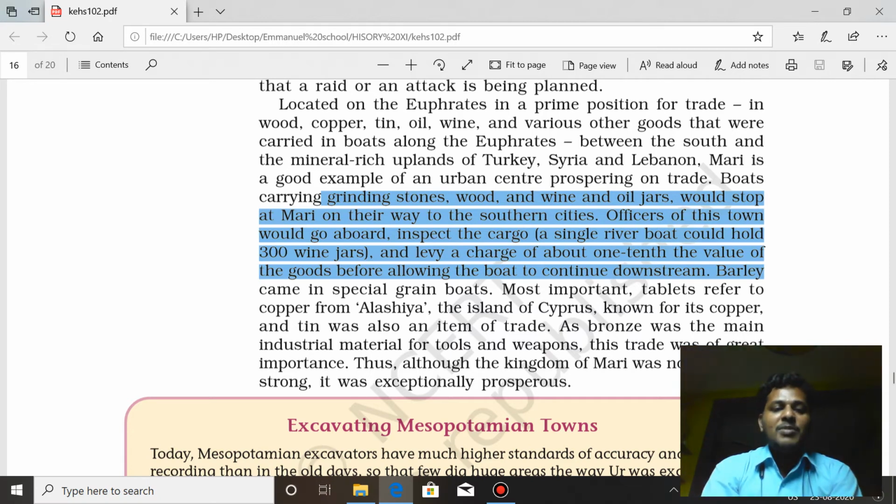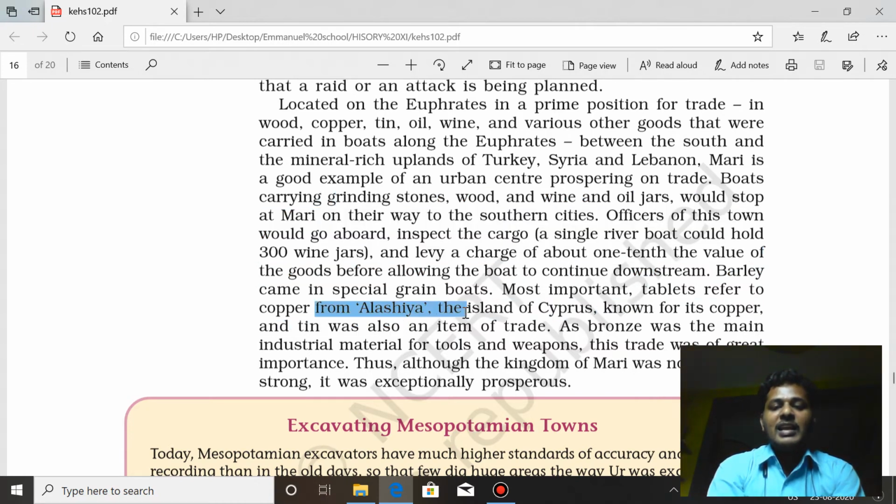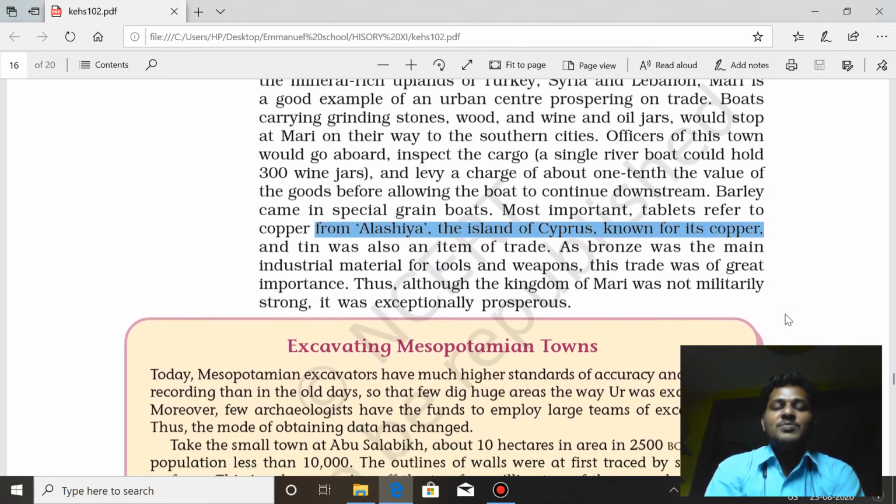Most important, tablets refer to copper from Alasia, a place, the island of Cyprus. It is located on the island of Cyprus, known for its copper. This copper from Alasia is being transported through the stream of the Euphrates via Mari to the southern cities. And even tin is also an important item of trade. As bronze was the main industrial material for tools and weapons, this trade was of great importance.